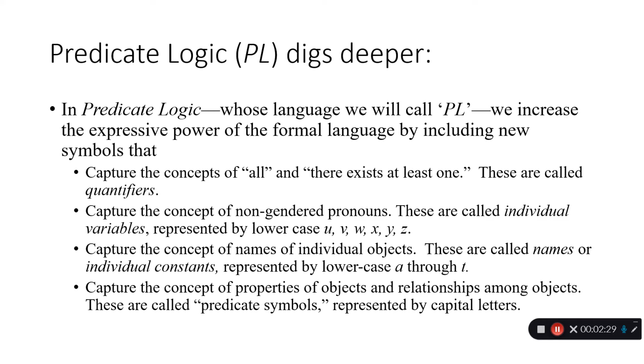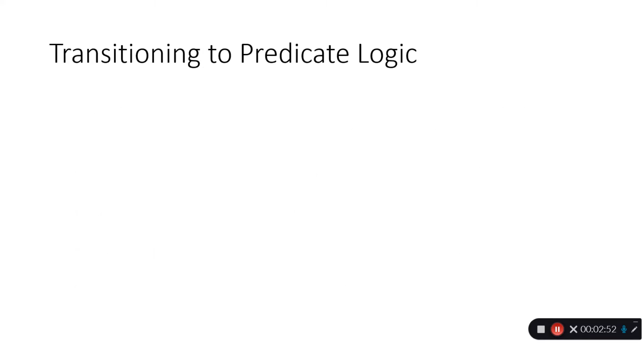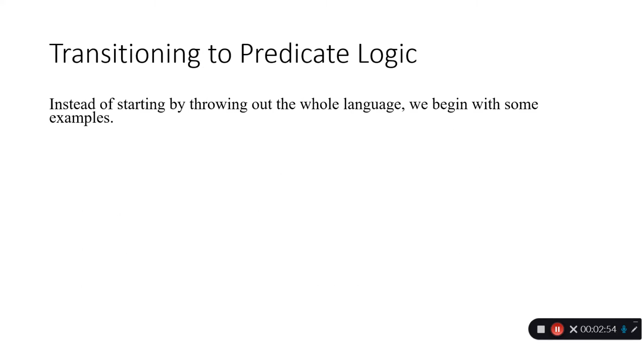And finally, we're going to capture the concept of properties of objects and relationships among objects. The symbols that do this are called predicate symbols, represented by capital letters. So capital letters are not going to be used so much anymore to represent whole statements. We're going to change the way we use capital letters. So, transitioning to predicate logic.